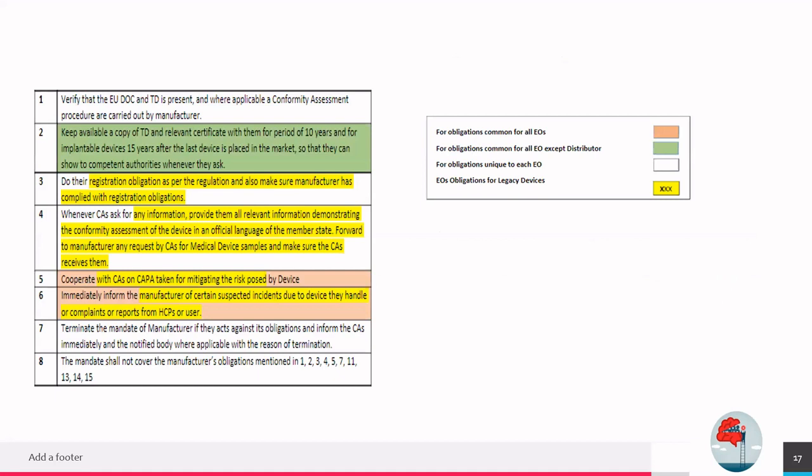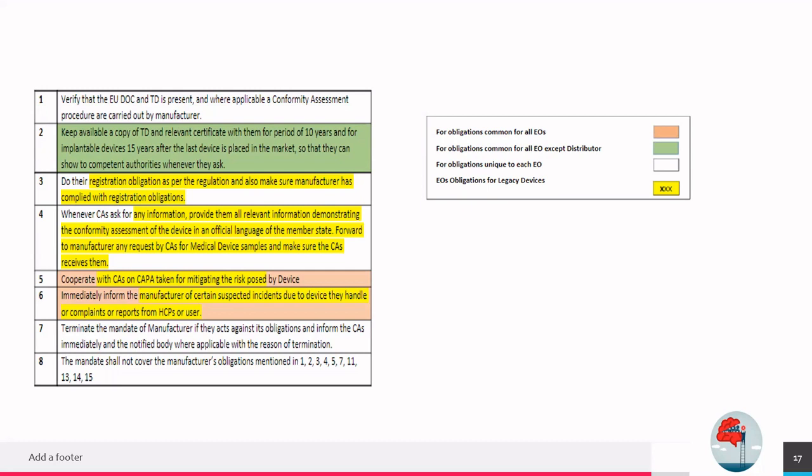Now coming to the requirements, only 8 requirements are there. Verify the manufacturer's declaration of conformity and that technical documentation is present or not. Keep available a copy of that document for 10 to 15 years based on whether it is a device or an implantable device. Then do their registration obligations as per the regulation, and also make sure the manufacturer has complied with registration obligations. Whenever the competent authority asks for some information, even the authorized representative should be open enough to provide samples or any document for free.